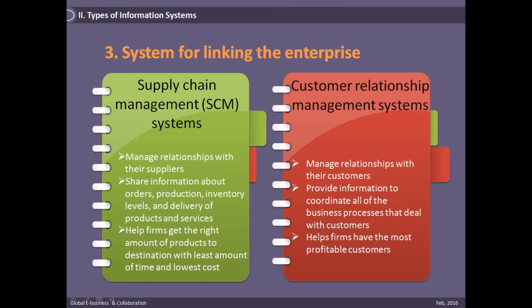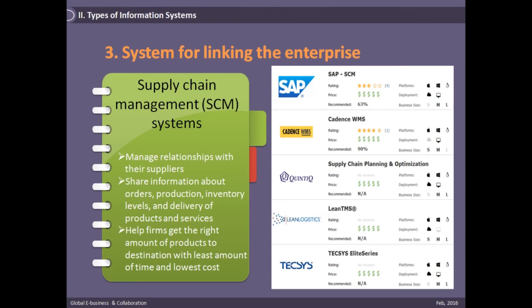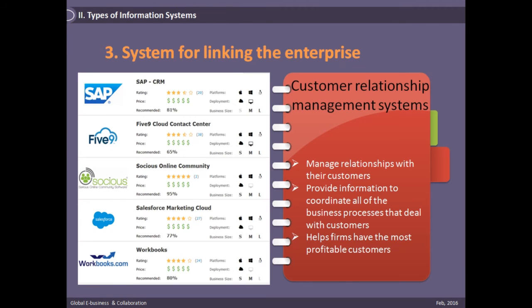Customer relationship management system helps manage relationships with customers, providing information to coordinate all of the business processes that deal with customers in sales, marketing, and service. This information helps firms identify, attract, and retain the most profitable customers, provide better service to existing customers, and increase sales. Here are some supply chain management systems, and here are some customer relationship management systems.